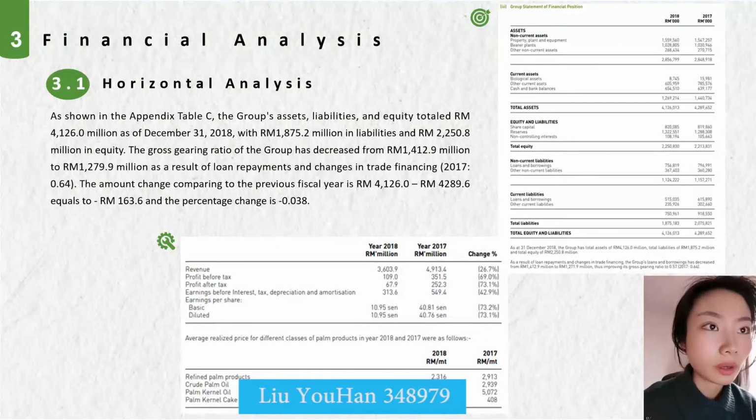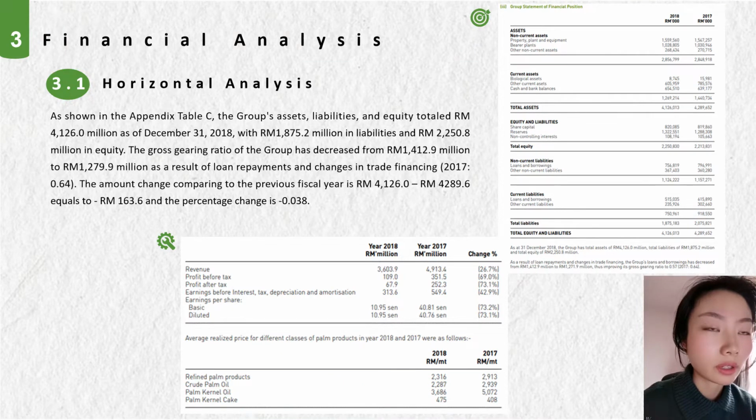The vertical and horizontal analysis together with the ratio analysis were conducted in this chapter based on the company's performance from 2018 to 2020. As shown in this table, the group's assets, liabilities, and equity totaled RM4,126 million as of December 31st, 2018, with RM1,875.2 million in liabilities and RM2,250.8 million in equity. The gross gearing ratio of the group has decreased from RM1,412.9 million to RM1,279.9 million as a result of loan repayments and changes in trade financing.